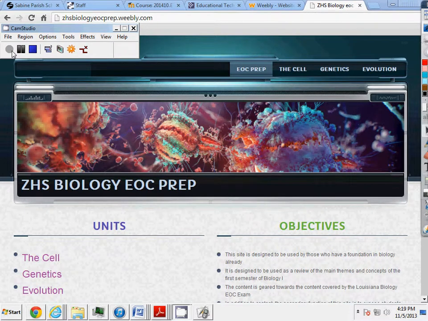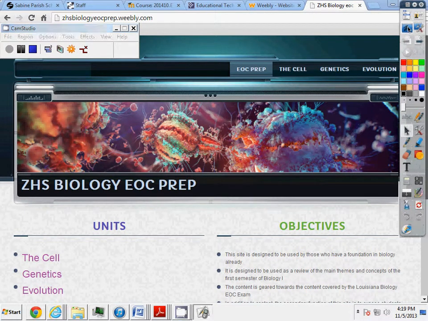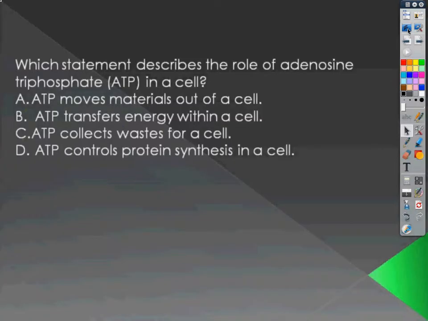All right, what we're going to do today is go ahead and look over the quiz on cellular respiration and photosynthesis. Just like we've done before, look through the process of how we answer these questions. It says, which statement describes the role of adenosine triphosphate, ATP, in a cell?